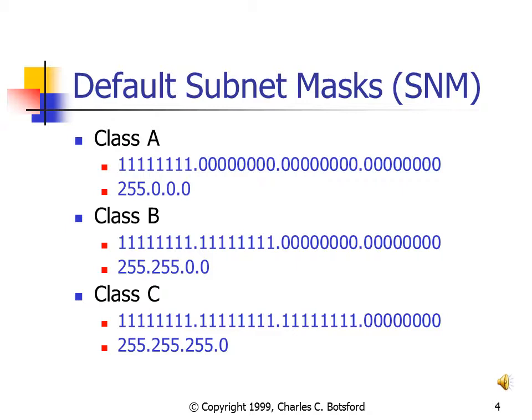Class B, again, per specification, says the first 2 octets are the network ID, so our subnet mask is set to 1s in the first 2 octets, and the last 2 octets of the Class B subnet mask are set to 0s, again indicating that that's the host ID.